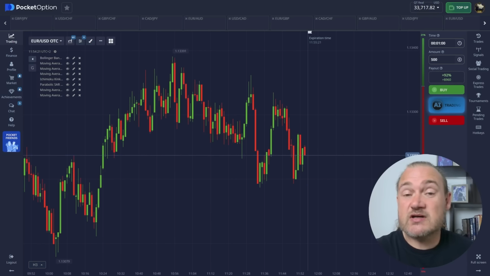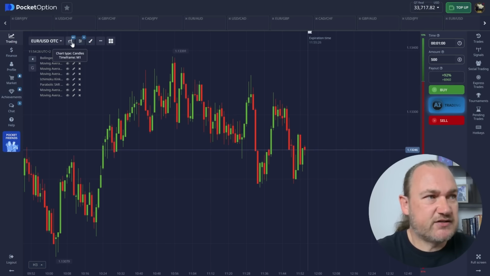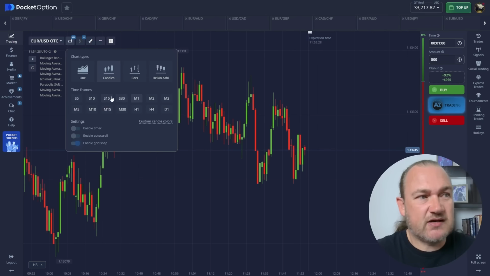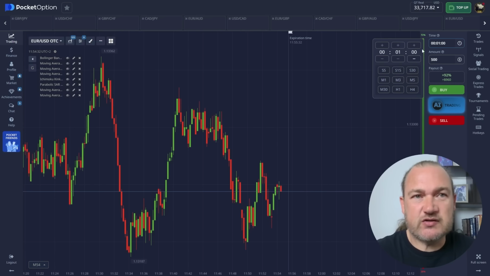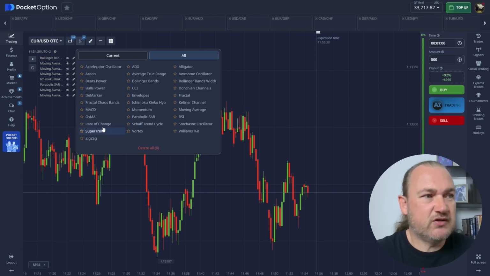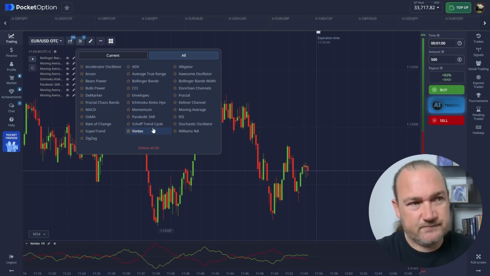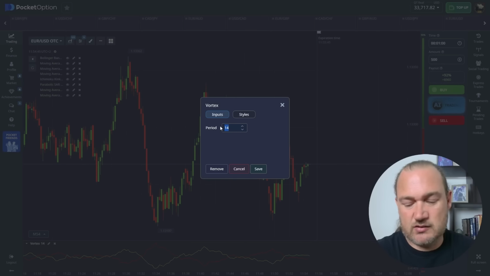Before we start trading, we're going to get our platform all set up and get ready for today's strategy. First thing we're going to do is set our candle period to 15 seconds. Next up, we're just going to make sure that our expiration time is set to 1 minute, and then we're going to add our indicator. Today we're going to be using the Vortex Indicator. We're going to add that to our chart, and then we are just going to change the period to 27.